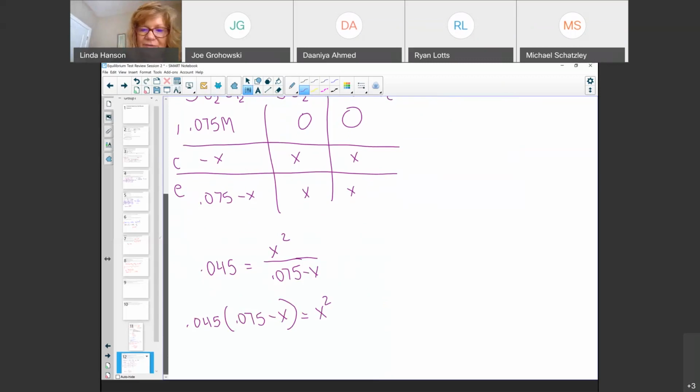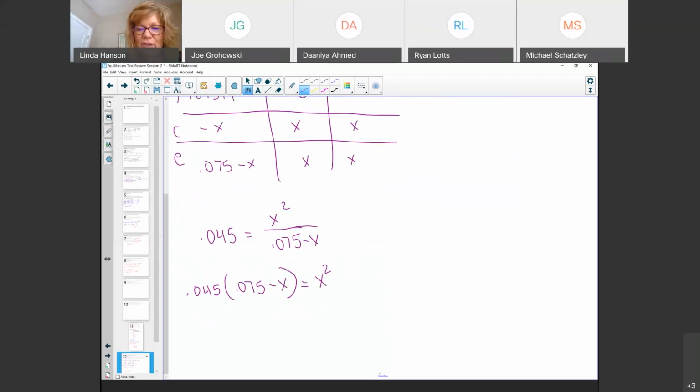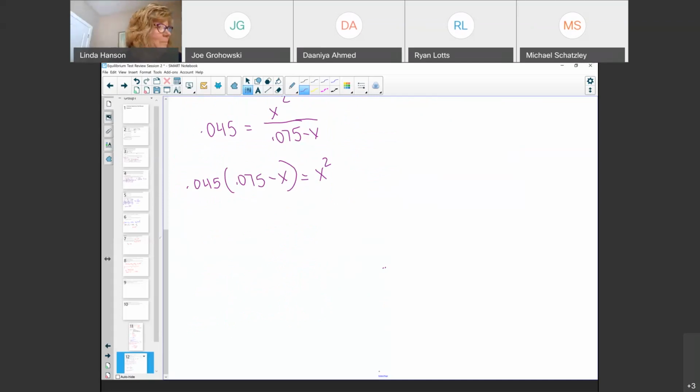Just kind of simplifying so I can get it into an equation that's set equal to 0. 0.045 times 0.075 brings me to 0.003375 minus 0.045x, and I'll just bring the x squared over as is, and we set it to 0.